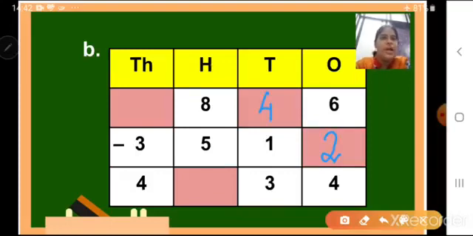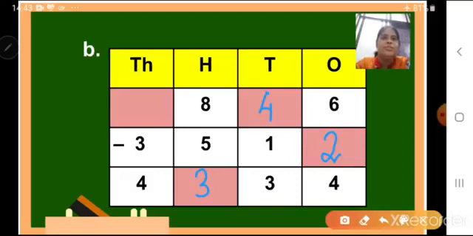Next children, in hundreds place, we have to find the difference. 8 minus 5. Count after 5. 6, 7, 8. So my answer is 3, as I got 3 fingers.